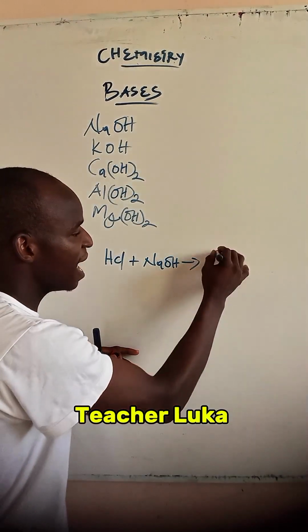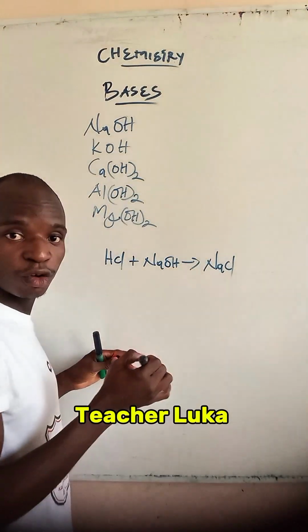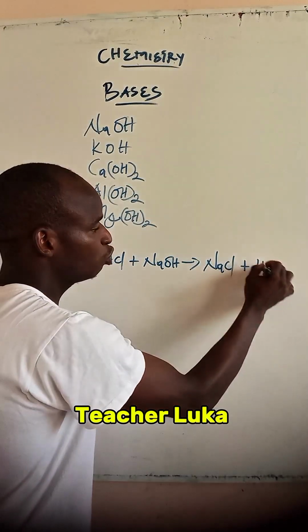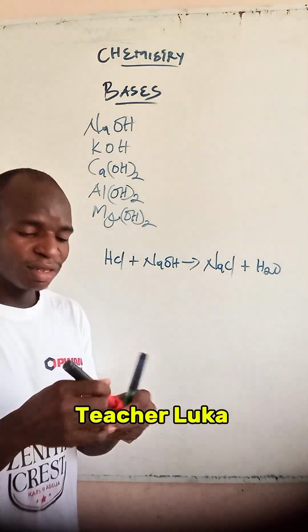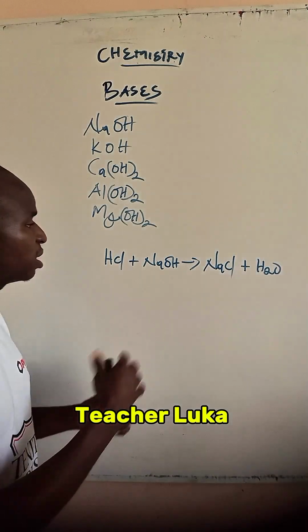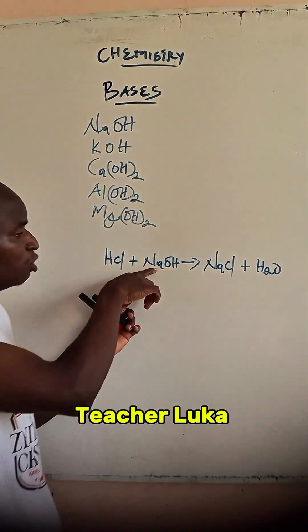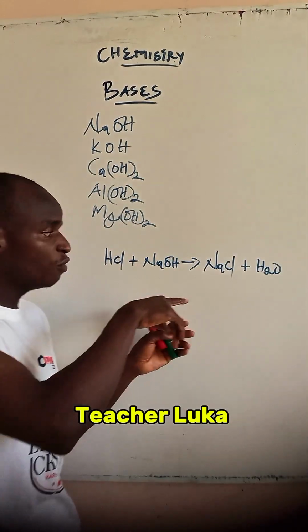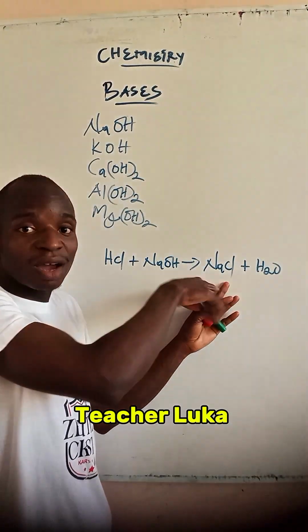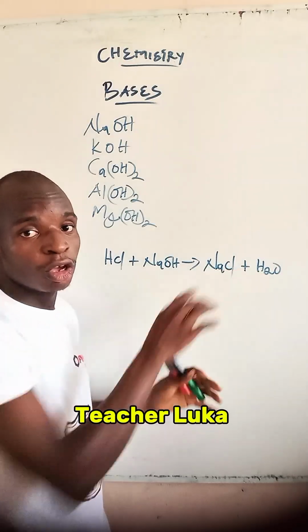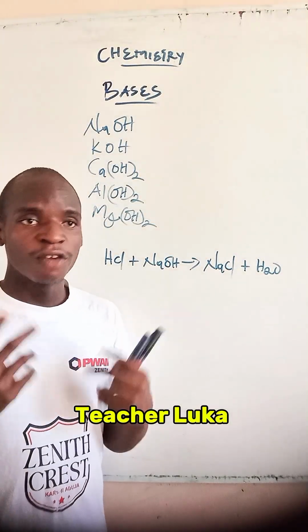So in this case, sodium will take the place of hydrogen. So we now have NaCl. Are you following? Plus what? H2O, which is water. Do you understand? In this very case, the sodium hydroxide, which is the base, has neutralized hydrochloric acid to give us what? Sodium chloride, which is our normal table salt, plus what? Water. Are you following? Very good.